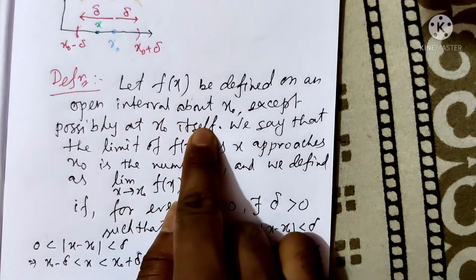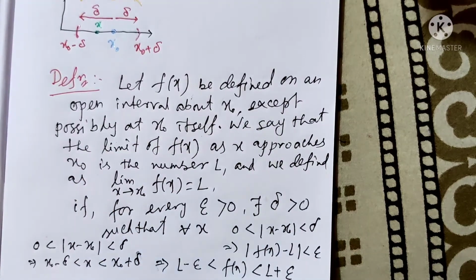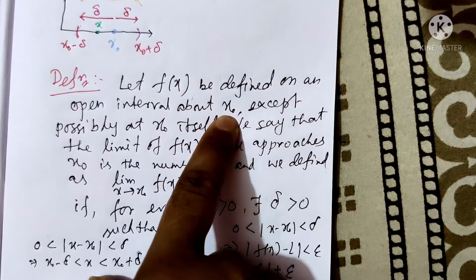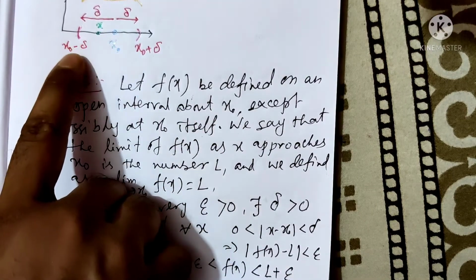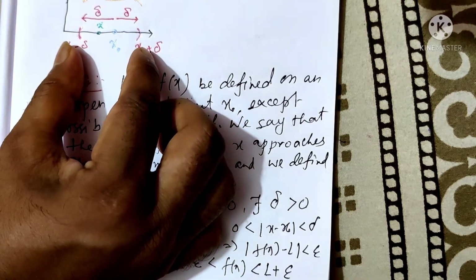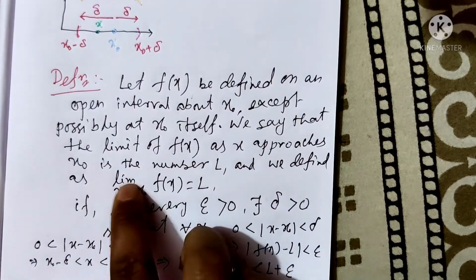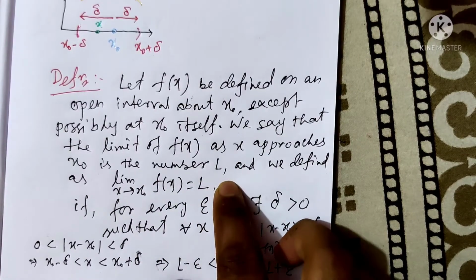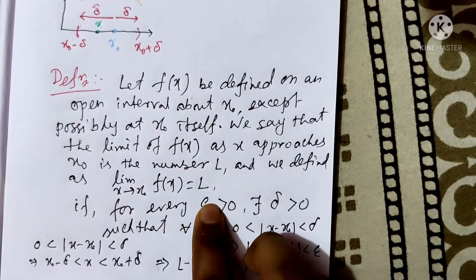Let f(x) be defined on an open interval about x naught, except possibly at x naught itself. At the point x naught, f(x) may or may not be defined, but between x naught minus delta and x naught plus delta, in this open interval, f(x) must be defined. We say that the limit of f(x) as x approaches x naught is the number L, and we write limit as x tends to x naught of f(x) equals L.